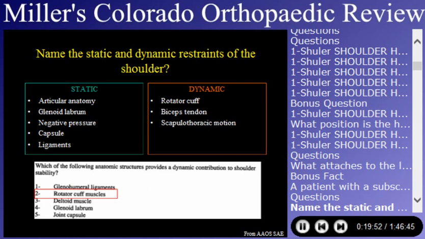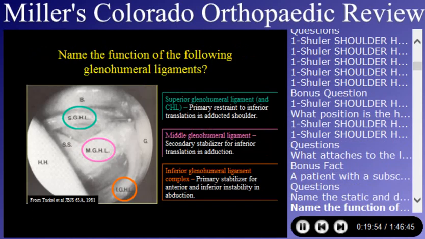Rotator cuff musculature. This is a beautiful diagram of actually the glenohumeral ligament complex. Remember the anatomic relationship I said on that previous diagram, cross-sectional anatomy, middle glenohumeral ligament in relationship to the subscapularis. The functions are key testable items.